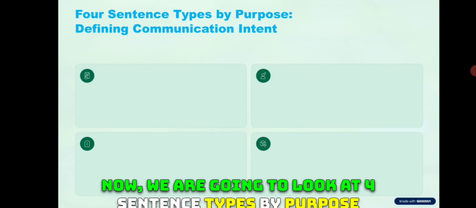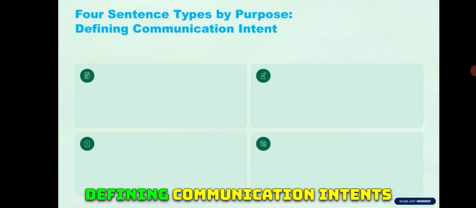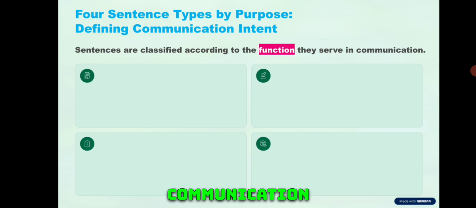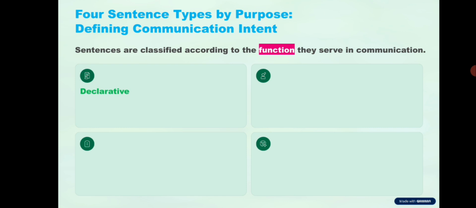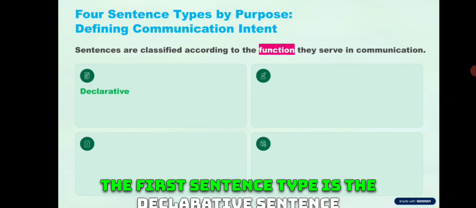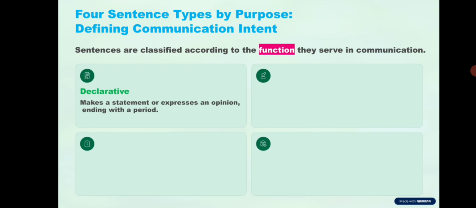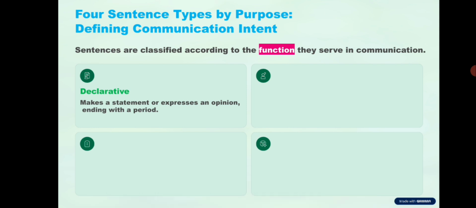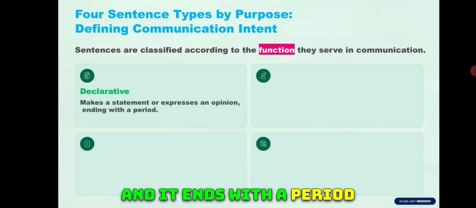Now, we are going to look at four sentence types by purpose, defining communication intent. Sentences are classified or categorized according to the function they serve in communication. The first sentence type is the declarative sentence. This type of sentence makes a statement or expresses an opinion, and it ends with a period or a full stop.